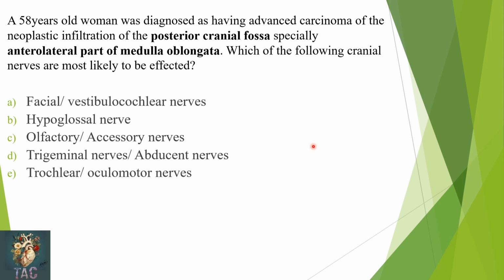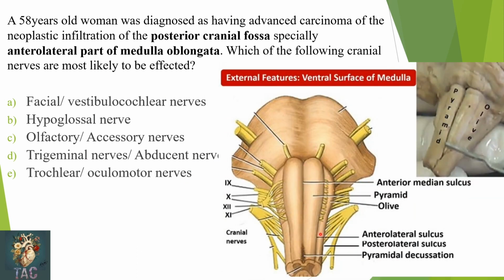Look at this diagram. This is the anterolateral part of the medulla oblongata, and the nerve emerging through the anterolateral part is the hypoglossal nerve. So the correct option is B, the hypoglossal nerve, which is affected by the neoplastic infiltration of the posterior cranial fossa in the anterolateral part of the medulla oblongata.